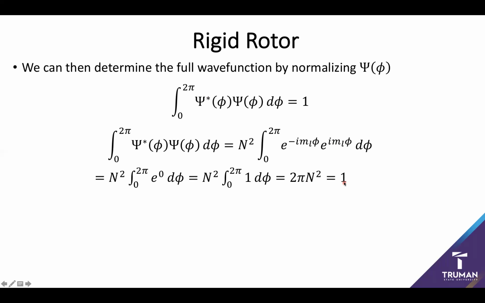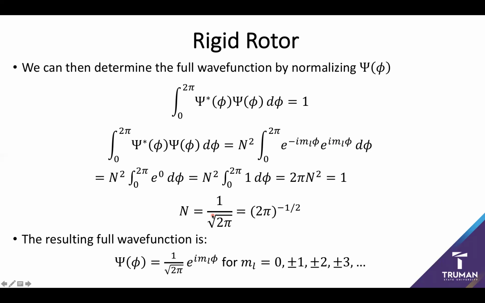Now, one of the things I want to emphasize is this is not dependent upon the value of m sub l. So no matter our quantum number, no matter our rotational state, we're always going to have the same normalization constant. Gotta love it when that happens. So we can then divide both sides by 2 pi and then take the square root. So it turns out that our normalization constant is simply 1 over the square root of 2 pi, no matter the state.